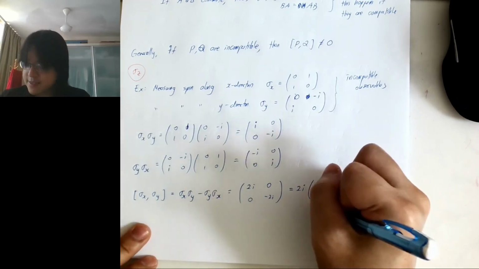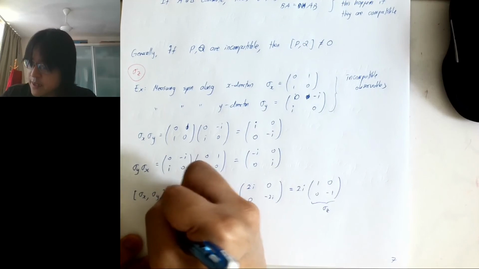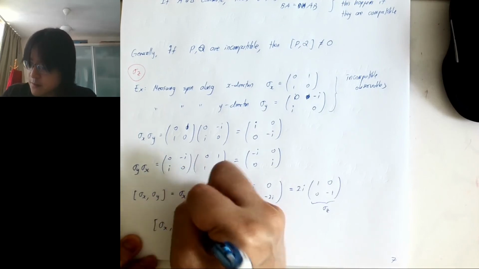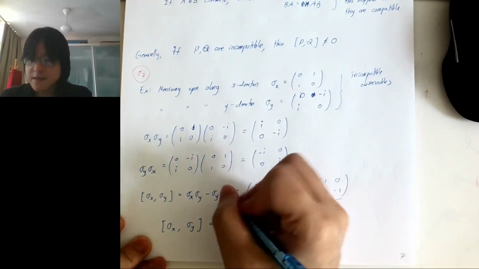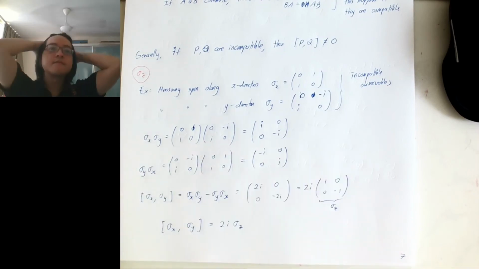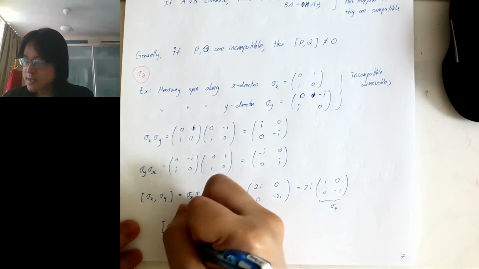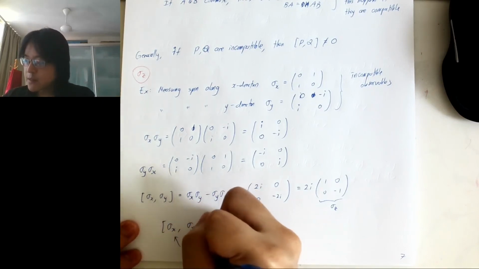And actually, what is this? This is something familiar. This is actually sigma z. So the commutator between these is 2i times sigma z. Okay, so this is what it means by commutator. So that means these two are incompatible.